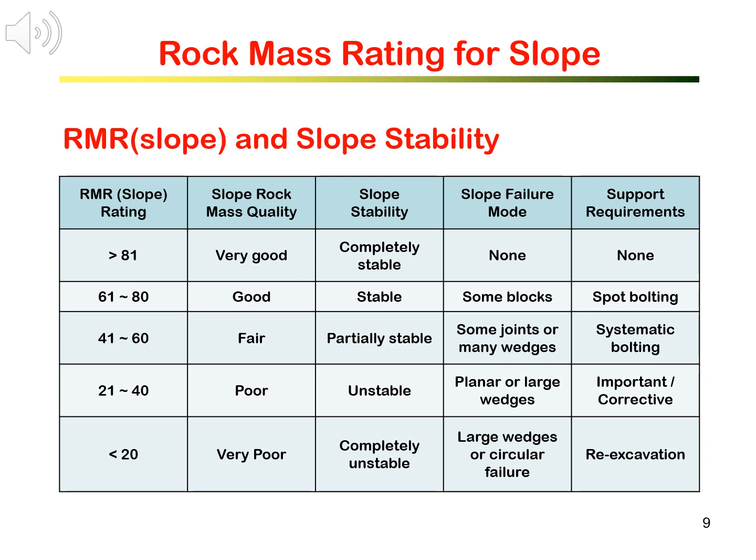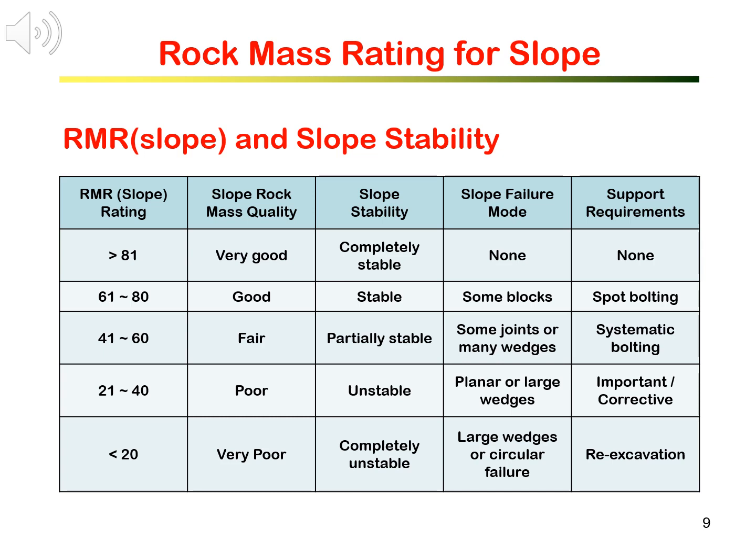As seen from the table, if the IMR slope value is higher than 81, it indicates that the rock mass of the slope is of very good quality. The slope will be completely stable, no failure is expected, and no support is required. If IMR slope is between 61 and 80, the rock mass of the slope is of good quality. The slope will be stable in general. There are possibilities of some block falling, and spot bolting may be required.